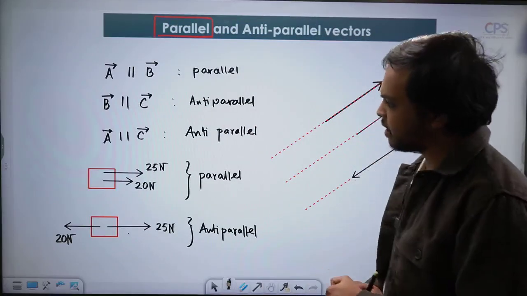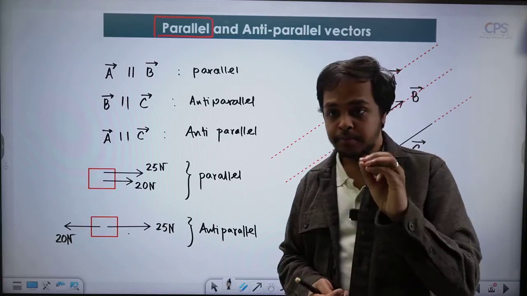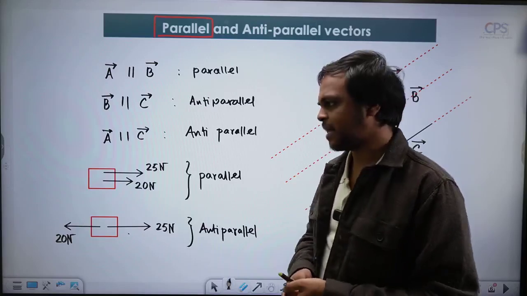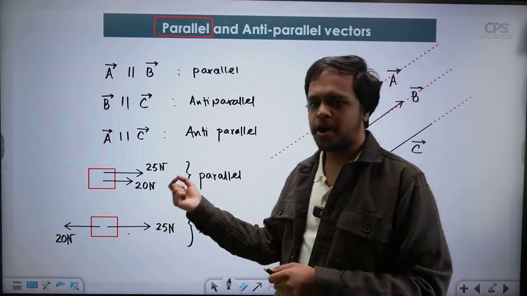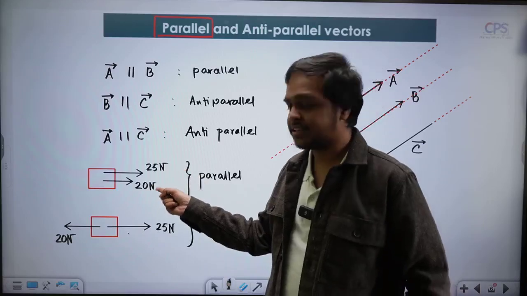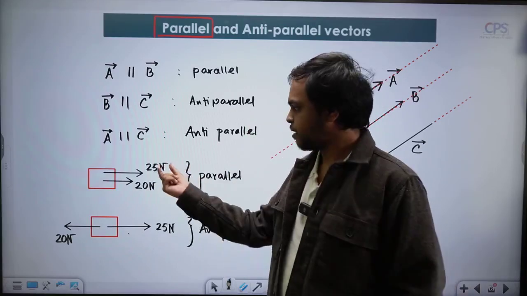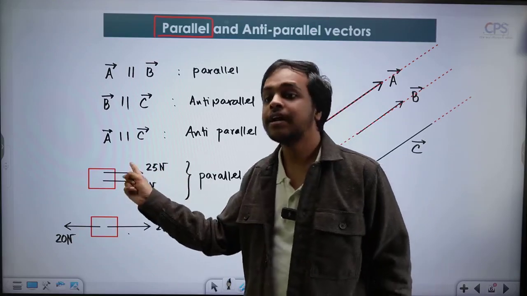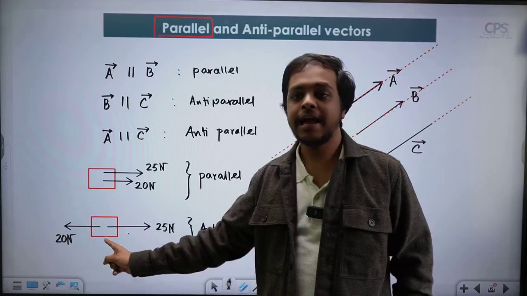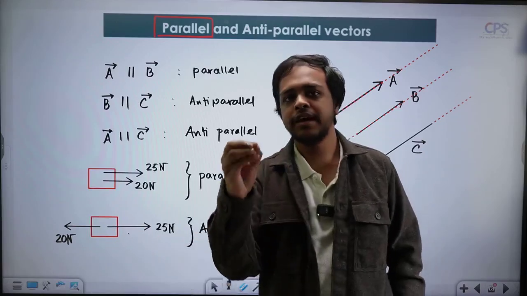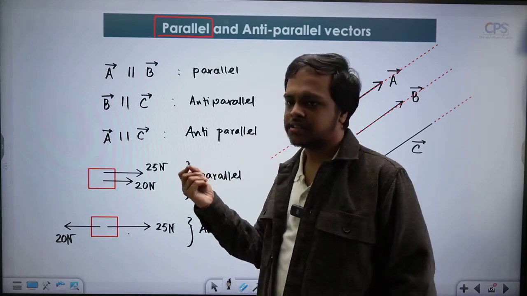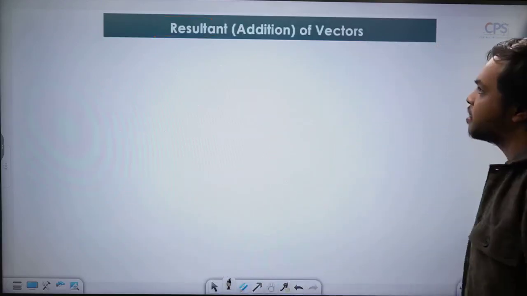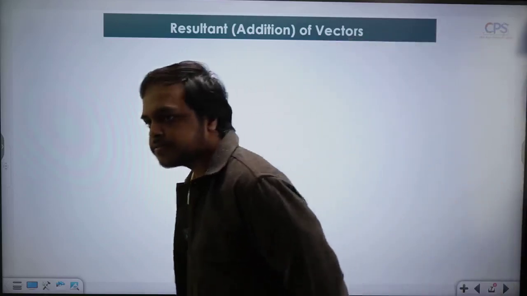Now we must understand what happens if we impose the same kind of vectors parallelly or antiparallelly on a mass, like on a point. See, this is Newton and this is Newton as well. So these are two force vectors, right? And they are acting on the same mass, and right here as well acting on the same mass. So we must know the effect. We must know the real life effect of these things. So here comes our next topic, resultant or addition of vectors.